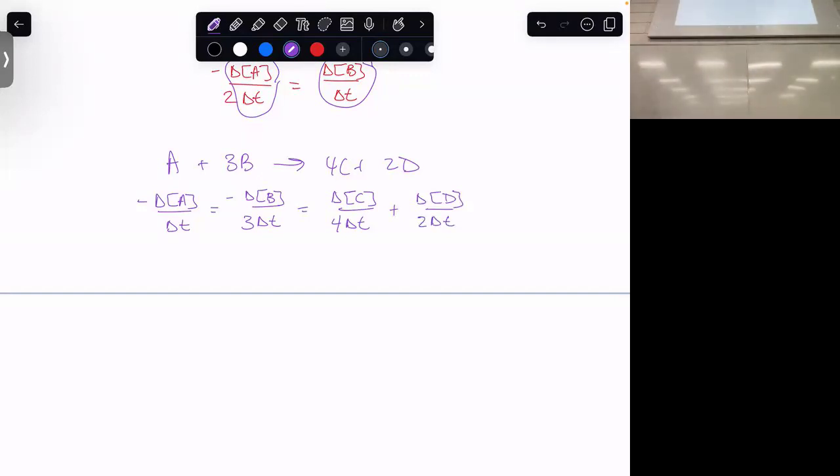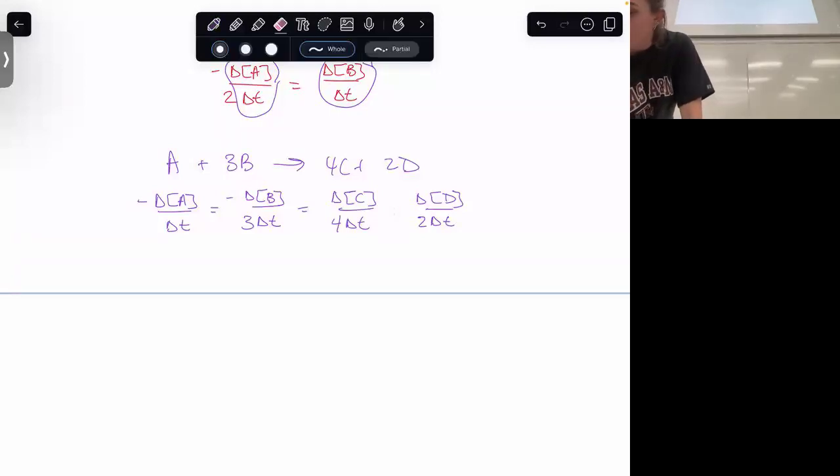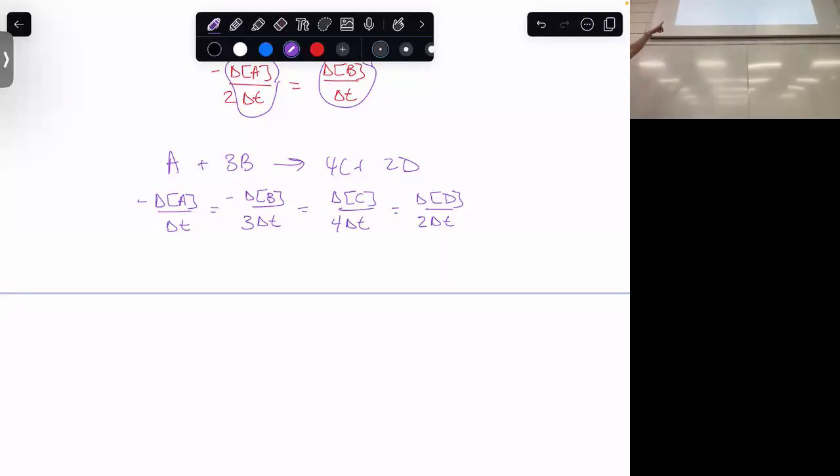So if you're just comparing two of them together, you can say that the negative change in concentration of A over T is equal to the change in concentration of product C over 4. Okay, so you can compare any one of those together. They all are now relative rates of reaction, and they're all equal.